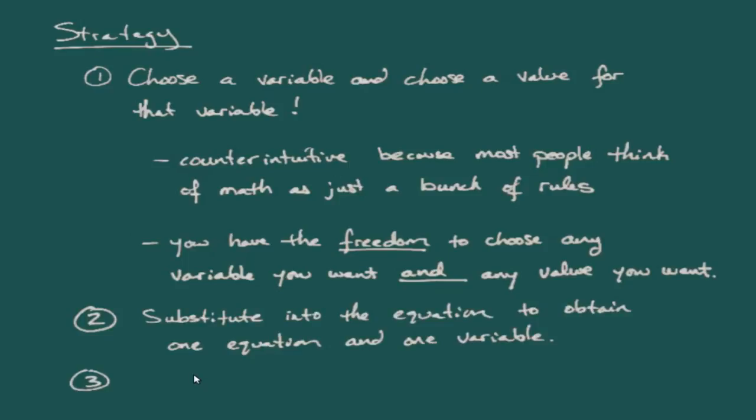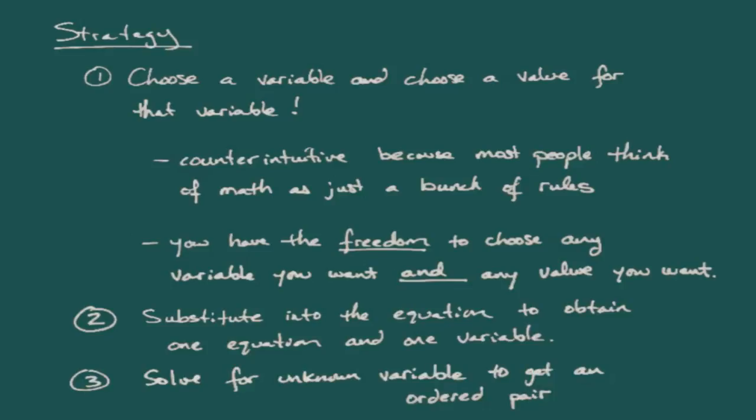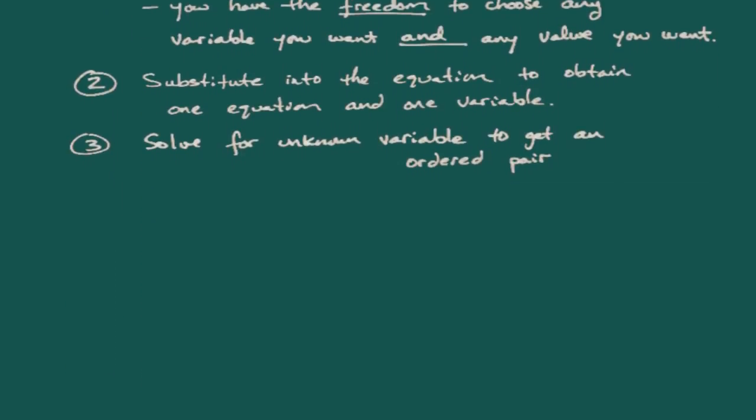Now, the second step is to substitute into the equation the value that we chose for the variable that we chose. And then finally, our third step is to solve for the unknown variable to get the value of an ordered pair. So let's see how this might work.